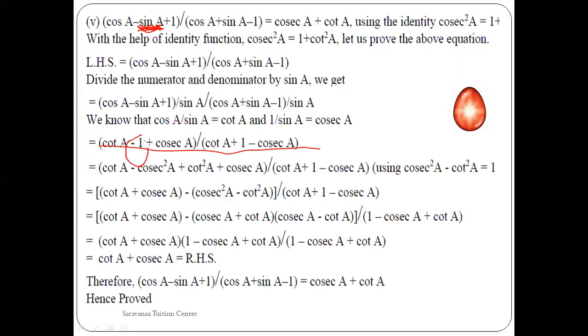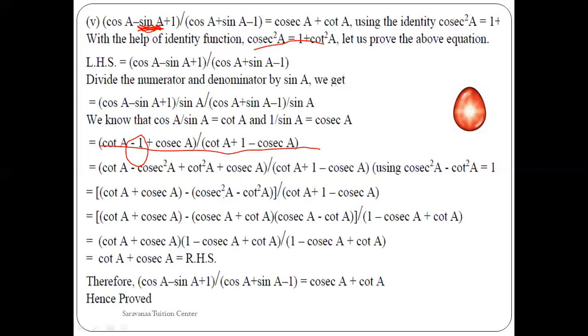they are changing this 1. How would you derive 1? By using this formula, you get 1: cosecant square A minus cot square A equals 1. By using that formula, they have taken 1 as cosecant square A minus cot square A, only in the numerator and not in the denominator. Then you need to take cot A plus cosecant A minus (cosecant square A minus cot square A) by cot A plus 1 minus cosecant A.